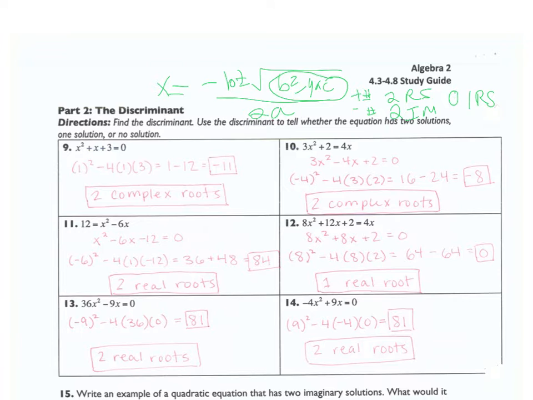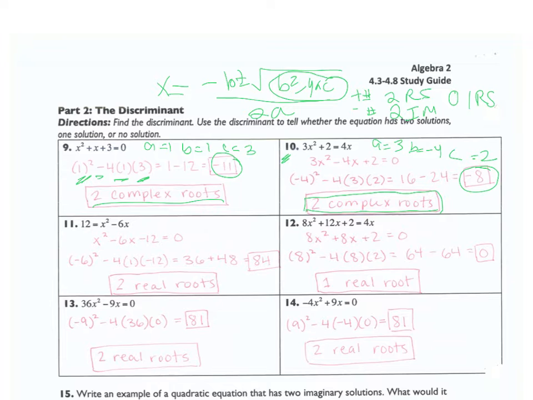When you look at the first problem, A is 1, B is 1, C is 3. So b squared minus 4ac simplified is negative 11. So you have 2 imaginary roots, 2 answers. Be careful with number 10. Get all terms on one side in descending order. A is 3, B is negative 4, and C is 2. Be careful with that. You get negative 8. The discriminant is negative 8, so you have 2 imaginary values.